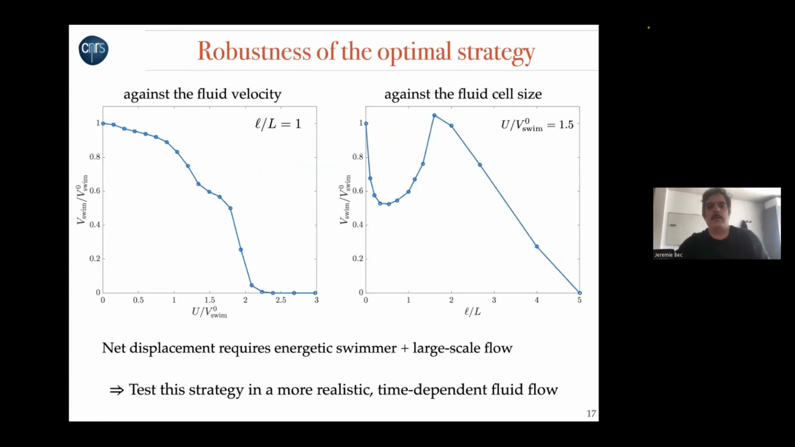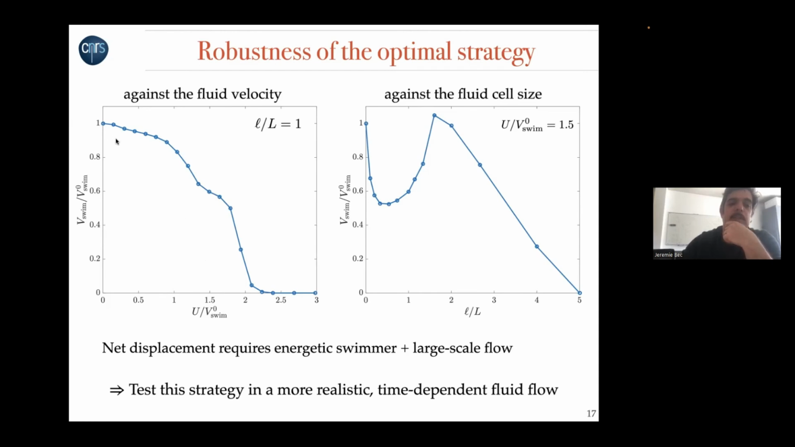Okay, so here now the next thing is that we have tried a bit to look at the robustness of this optimal strategy. So we have fixed the strategy, and then we have varied the physical parameters that we have in our model system. So on the left, we have varied the fluid velocity. So we have increased the velocity and decreased the velocity of the fluid.